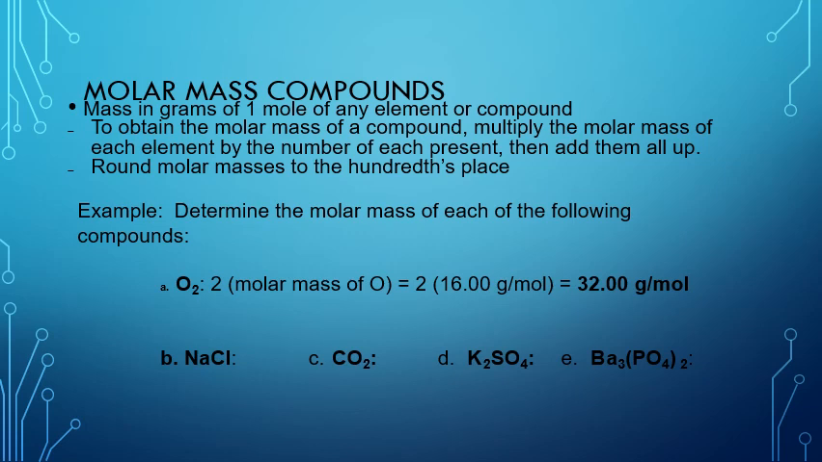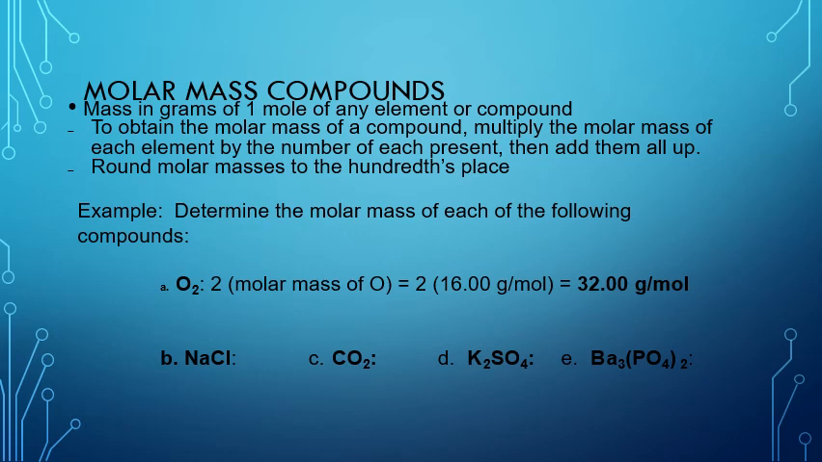So as an example here, you can see already we have O2. That means that I have 2 atoms of oxygen, so I'm going to multiply the molar mass of oxygen, 16 grams per mole, off my periodic table, times 2. So oxygen gas would have a molar mass of 32.00 grams per mole.